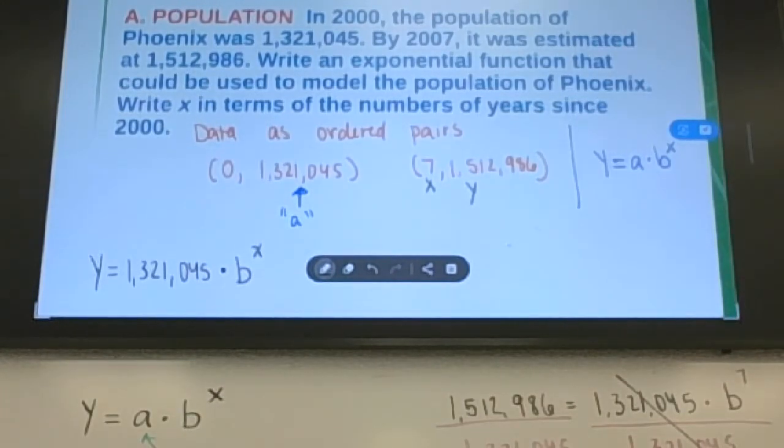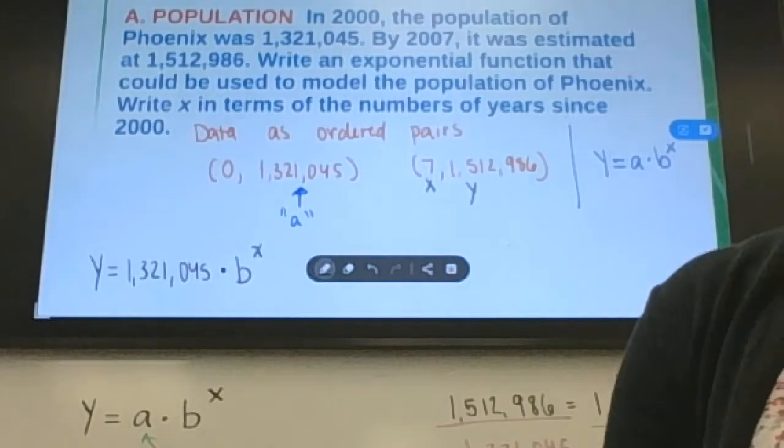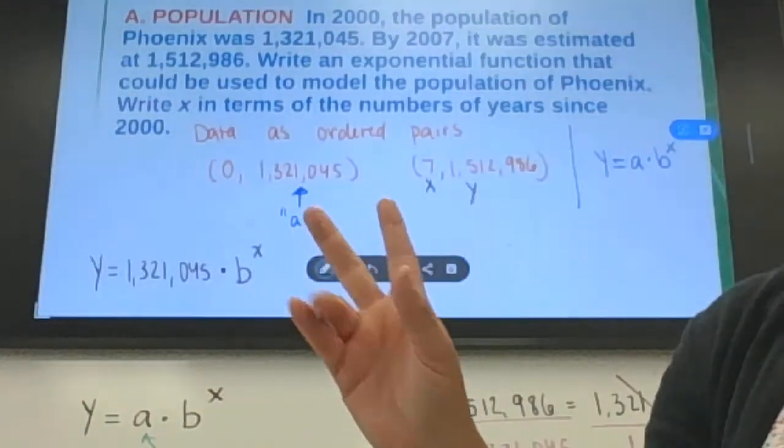It's also definitely an SAT type question here. They're gonna say how many years until the population reaches 3 million. We're gonna do that next week, maybe 2 weeks.